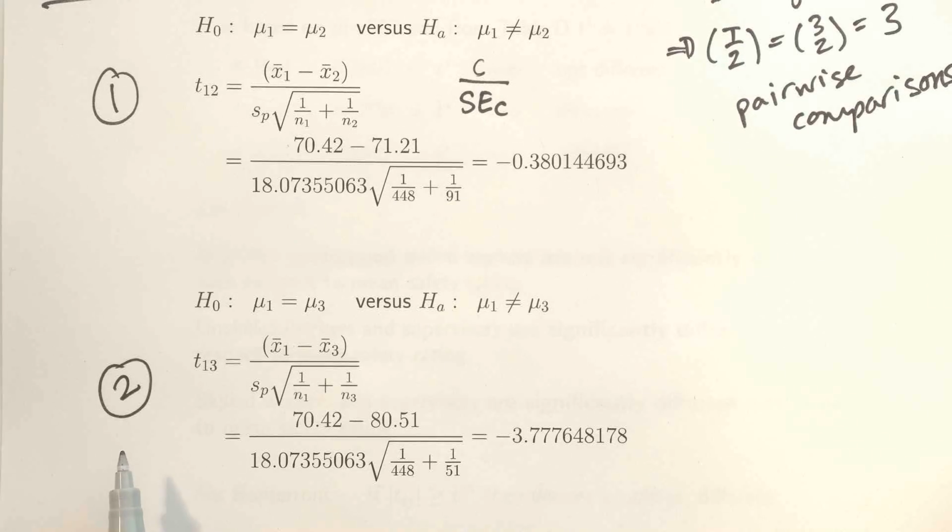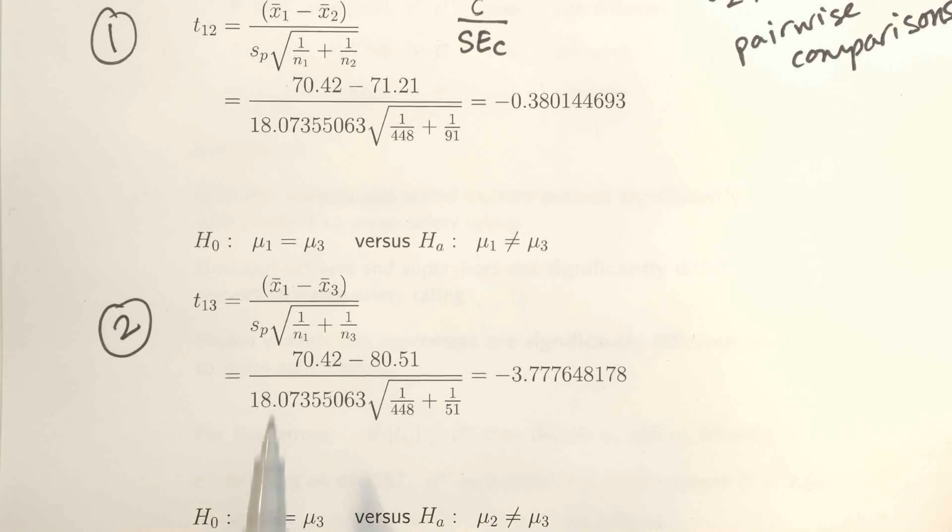In the second comparison, we're comparing group 1 to group 3. Since the rating for group 3 is higher than that of group 1, we again get a negative test statistic, but this time it's larger than what we had comparing the unskilled to the skilled workers. This one is the unskilled to the supervisors.